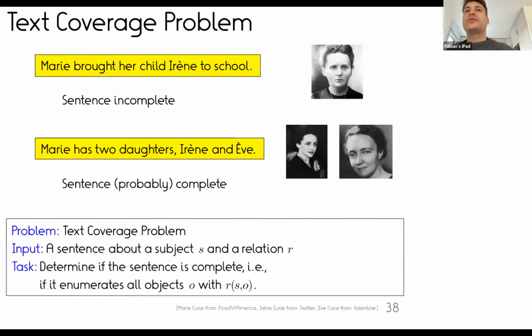And this is something that gives rise to the text coverage problem, which is the problem of, given a sentence, figuring out whether it mentions all objects of a relation or not. In our example, "Marie brought her child Irene to school." We can't deduce that this would be all her children. So the sentence is incomplete. Whereas "Marie has two daughters, Irene and Eve," the sentence is probably complete. And the text coverage problem is classifying these two. And that can actually be done.